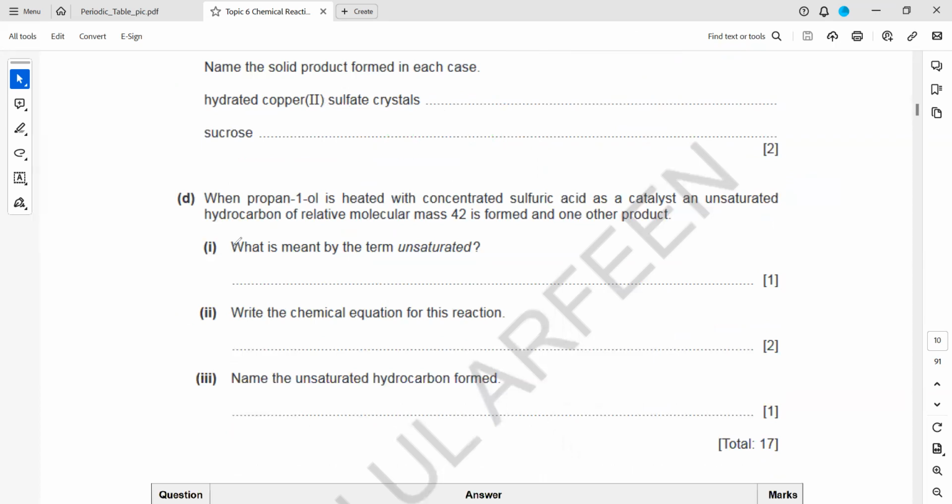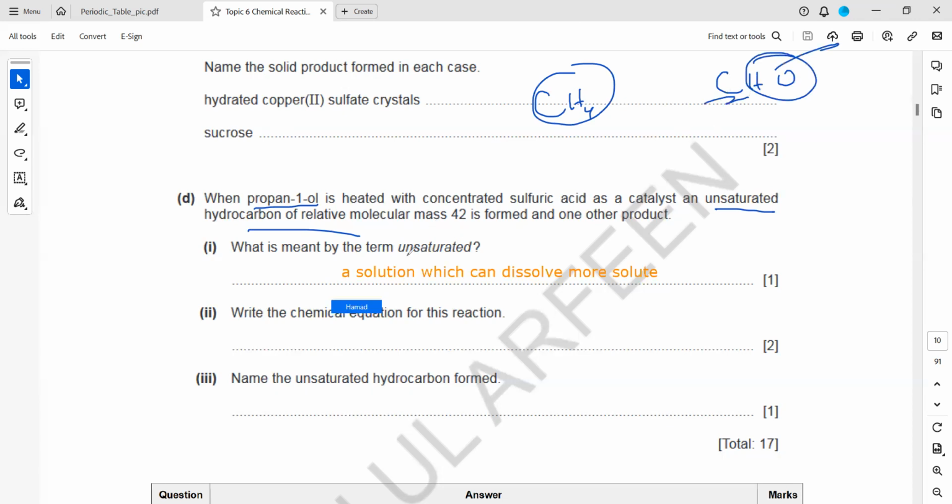Then propanol, which is an alcohol, is heated with concentrated sulfuric acid as a catalyst. An unsaturated hydrocarbon is formed. This cannot happen for methane, because how will methane produce water? Methane does not have any oxygen, so it won't produce water. It's a compound which contains carbon, hydrogen, and oxygen. So when we remove the water, it gives carbon.